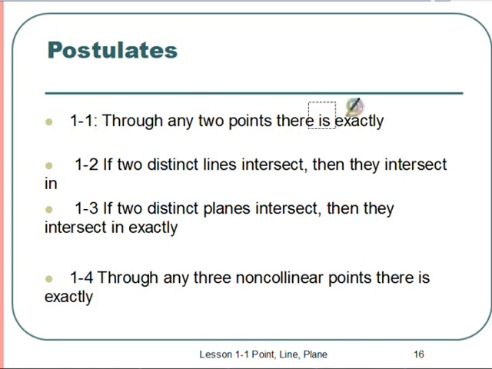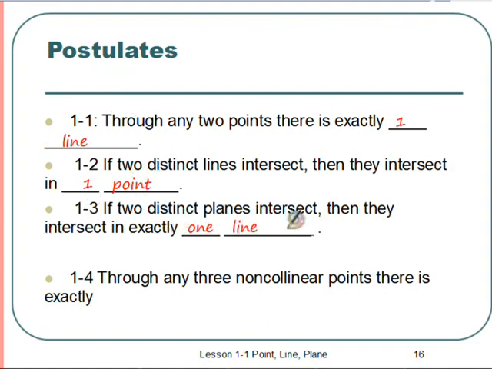Okay, so you've unpaused, and we're going to look at postulate 1-1: through any 2 points, there is exactly one line. If 2 distinct lines intersect, they intersect in 1 point, okay? 1-3 says if 2 distinct planes intersect, they intersect in exactly one line. And then 1-4 says through any 3 non-collinear points, there is exactly one plane. Right? So hopefully you got those right.